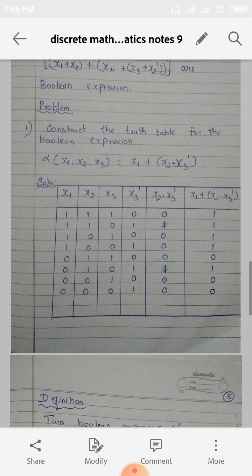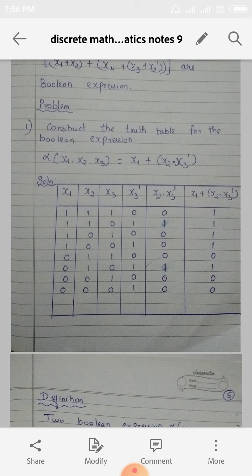If there are three variables, what are the possibilities? There are only two elements, 1 and 0. So first the x1 column, x2 column, x3 column. Next let us find x3 dash, because we have to find x3 dash. And next column x2 dot x3 dash, and the next column x1 plus x2 dot x3 dash. This is the table. So find the first three columns' values x1, x2, x3. Three variables means 8 possibilities. So you have to write 8 possibilities using the two elements 1 and 0.